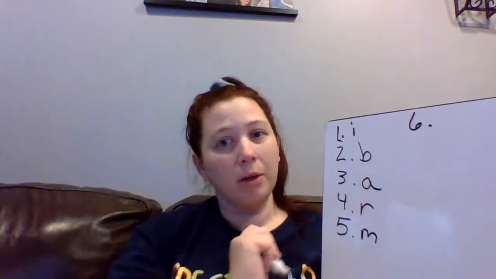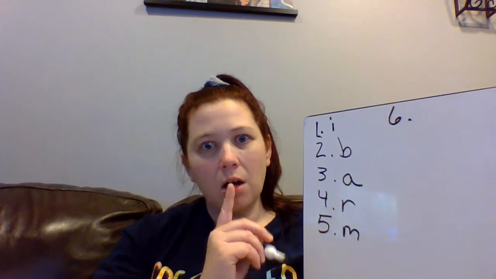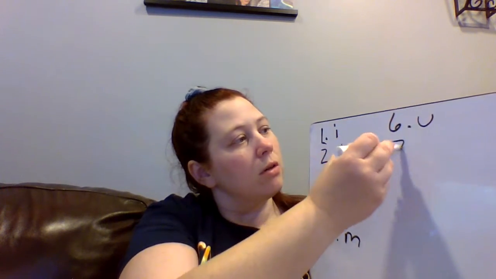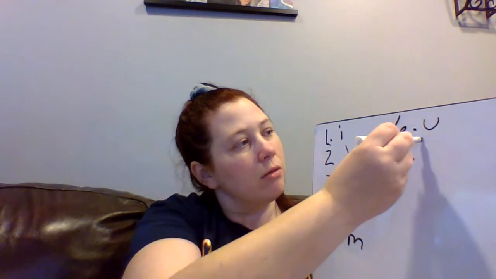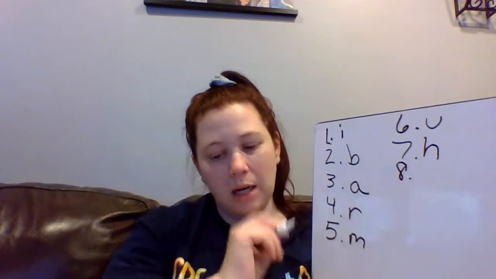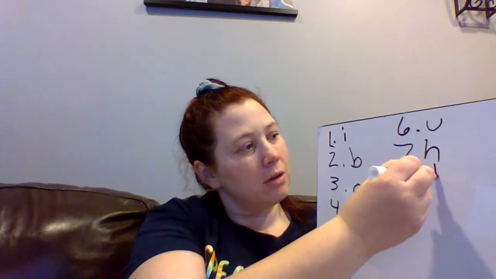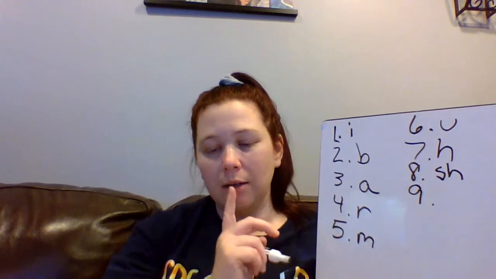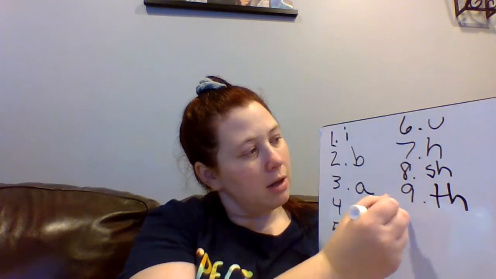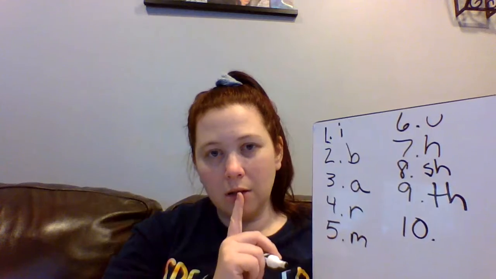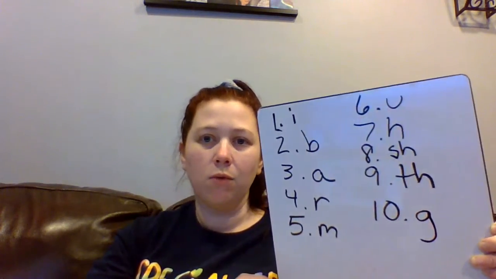Number 6 we're going to bring up here because we have room. We don't have any long ones this time. Number 6 is U. Write it down. Number 7 is H. Write it down. Number 8 is SH. Write it down. Number 9 is TH. Write it down. And number 10 is G. Write it down.